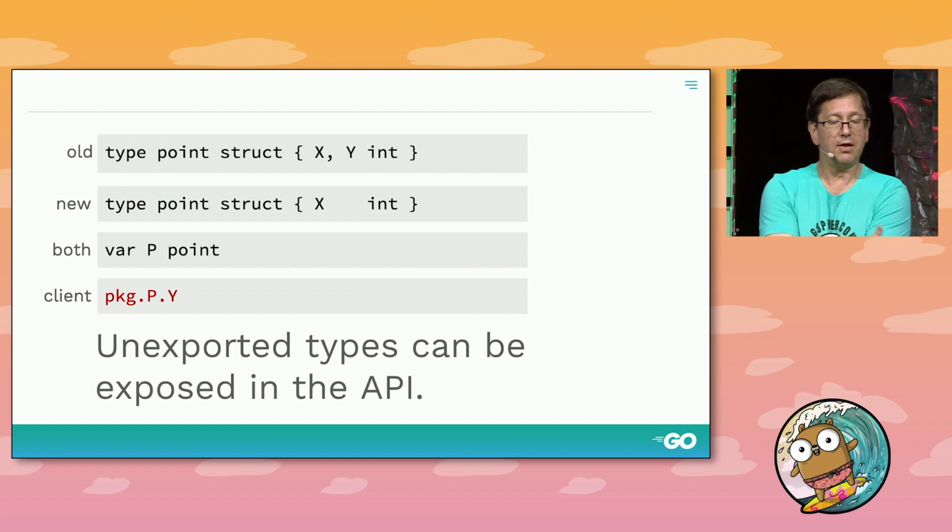You may have noticed the same thing on the previous slide. There we had a struct named lowercase p, unexported, but thanks to an alias, it also had an exported name, point. This slide shows that that can happen even without aliases.